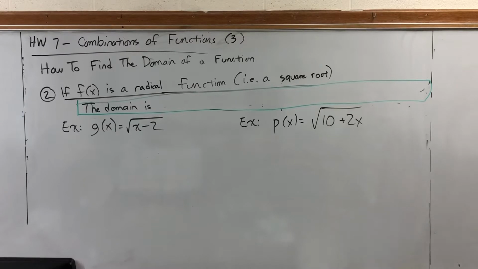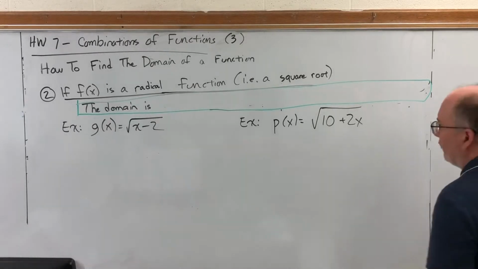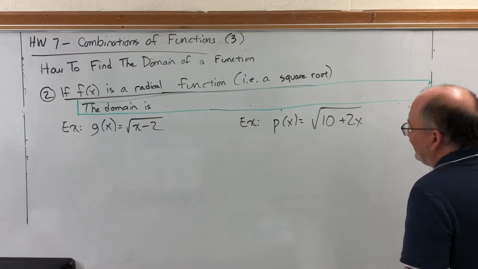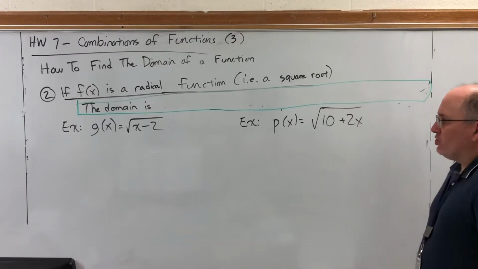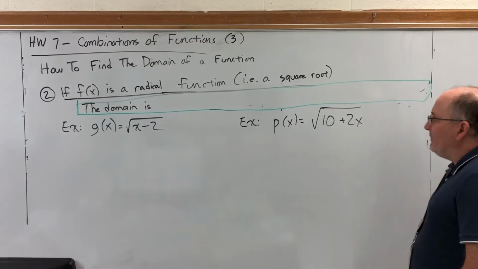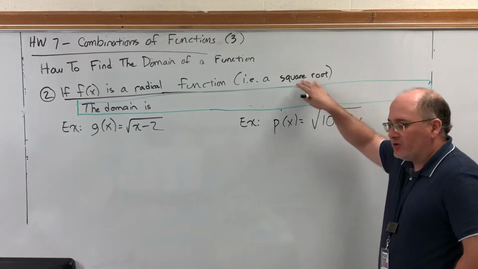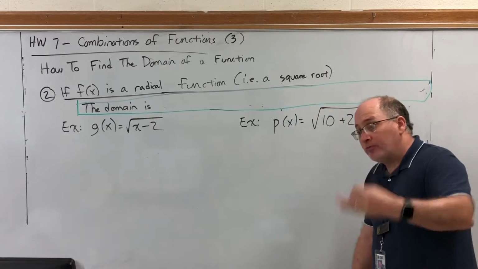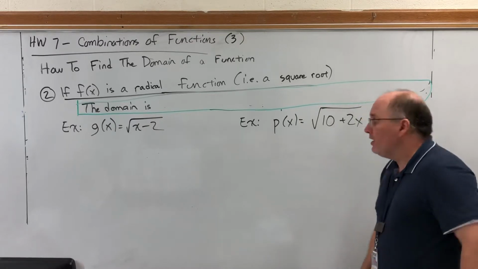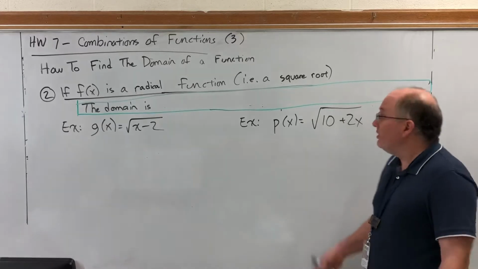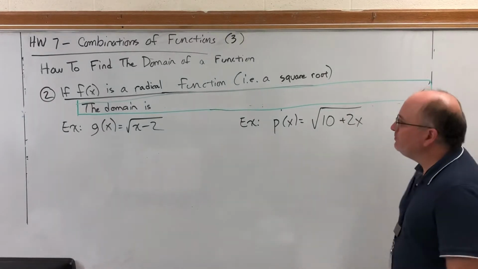In the previous video, we talked about how to find the domain of a rational function, a function that had a denominator that we had to avoid letting equal 0. The second type of function we're going to find the domain of is a radical function. Specifically, we're going to talk about square root functions, but there are other types of radicals: cube roots, fourth roots, fifth roots, etc. But because of the time constraint, we'll just focus on square roots.